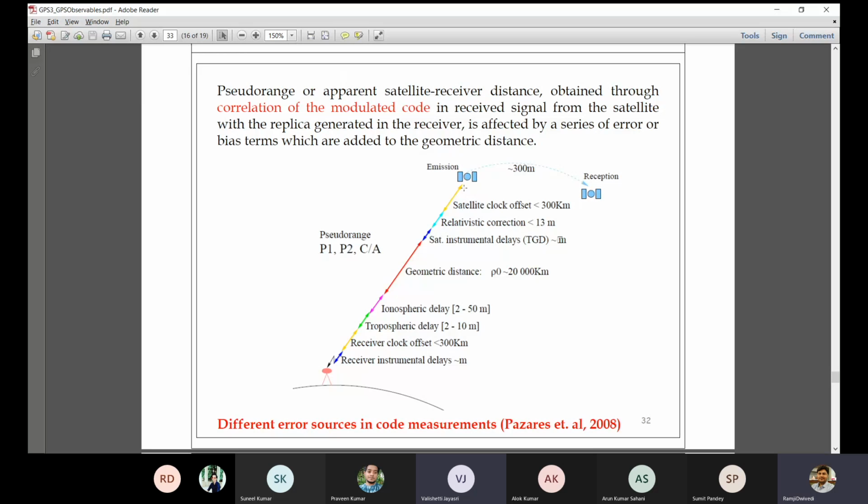So at the satellite end, you see this is the time of emission, the satellite is here. At the time of reception of the signal by the receiver, the satellite has shifted to this place, because the satellite is moving at 4 kilometer per second kind of speed in space. Just imagine 4 kilometer per second. So this satellite that has transmitted the signal, by the time it reaches the receiver, has moved by this much distance.